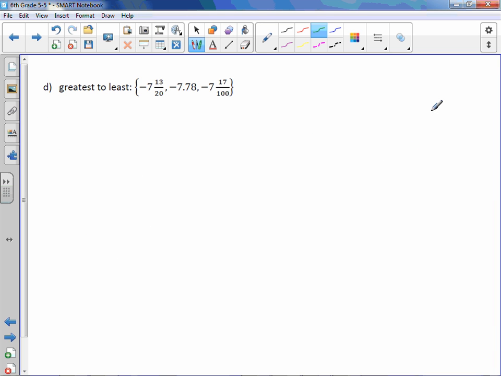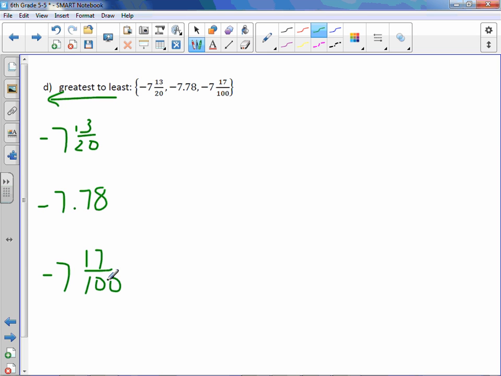Letter D, this time greatest to least. Okay, so write them in their original form. It's negative 7 and 13/20, negative 7.78, and negative 7 and 17 hundredths. Here again, it would be a lot easier if I change them to fractions, since two are already fractions and can easily have common denominators.